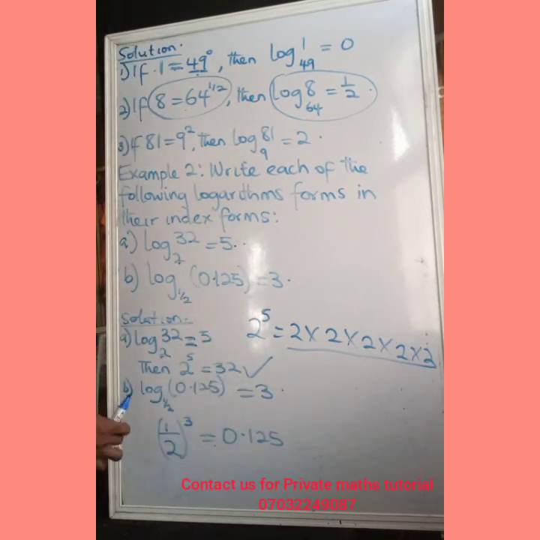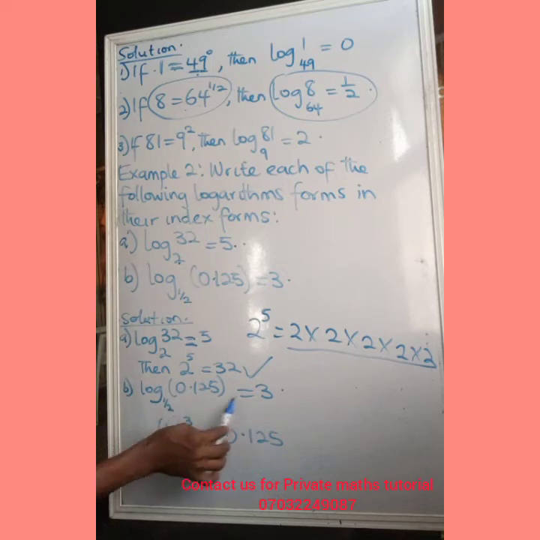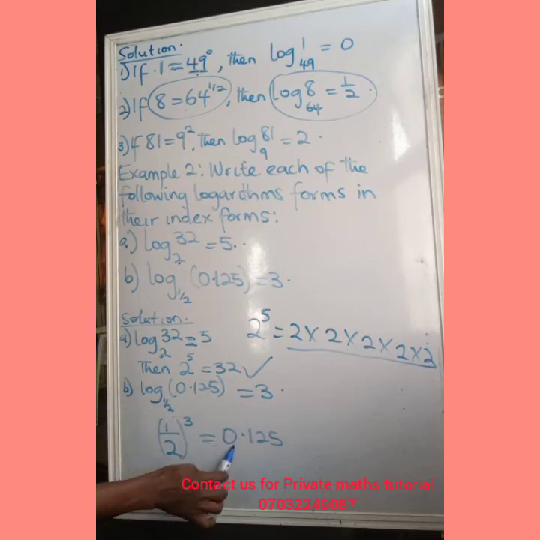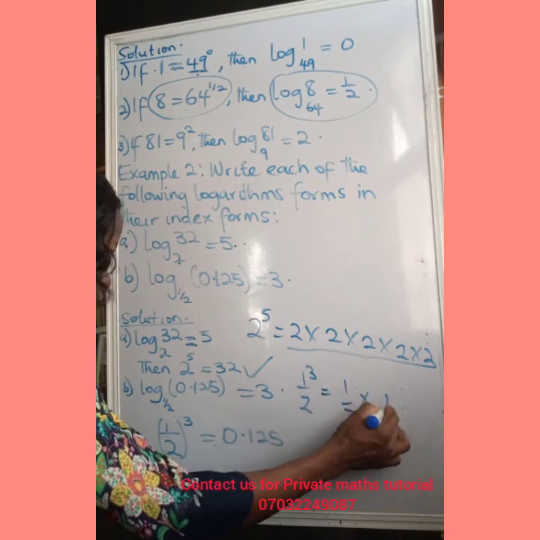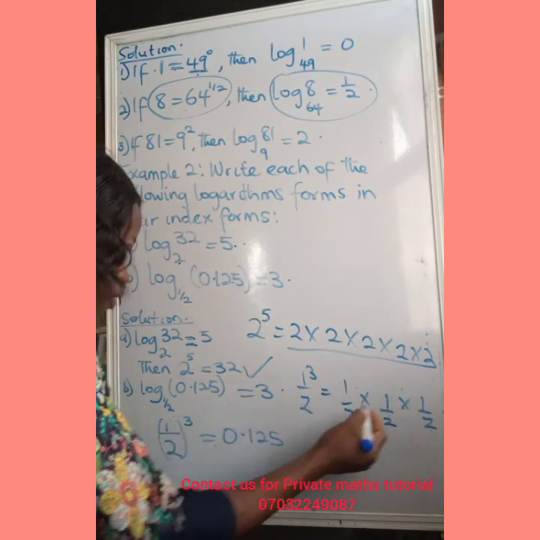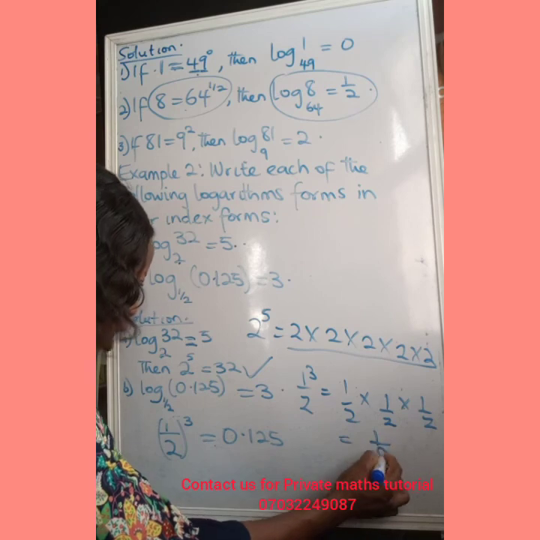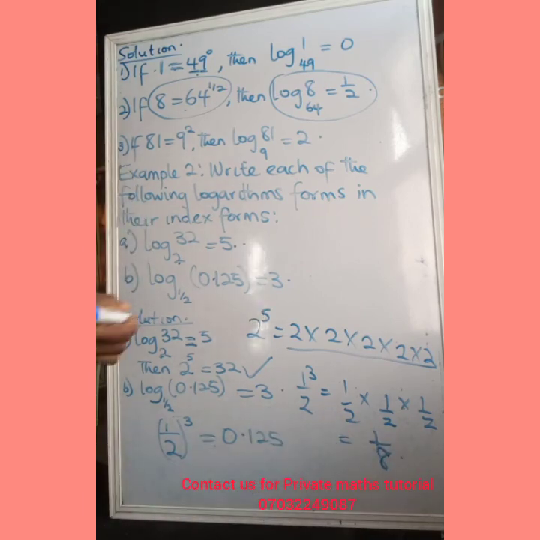Let's go to the second one. Log of 0.125 base half equals 3. That will be 1 over 2, which is half, raised to the power 3 equals 0.125. Now, 1 over 2 raised to the power 3 is the same as 1 over 2 times 1 over 2 times 1 over 2, and that will give us 1 over 8.